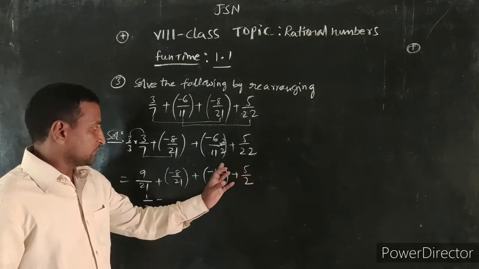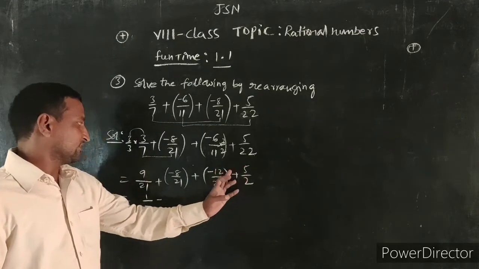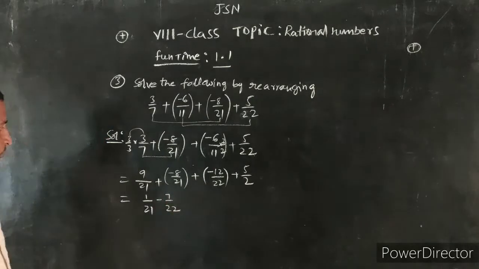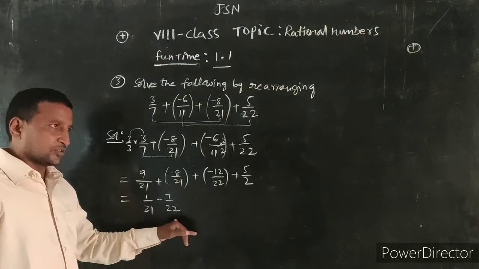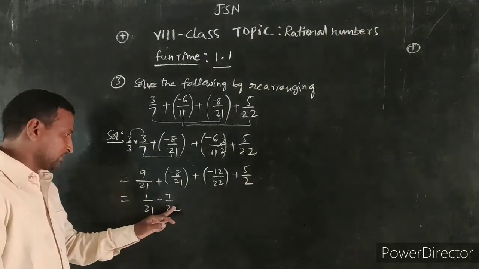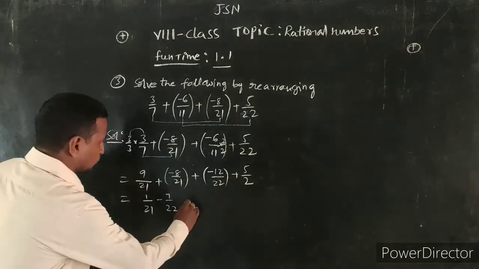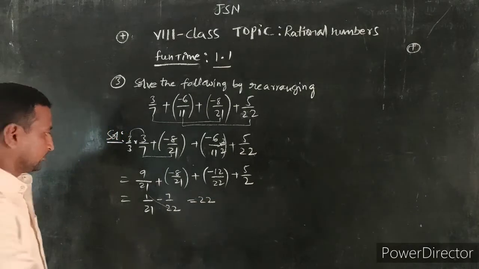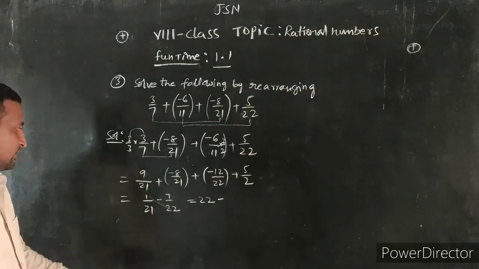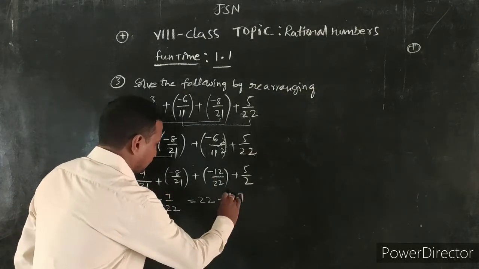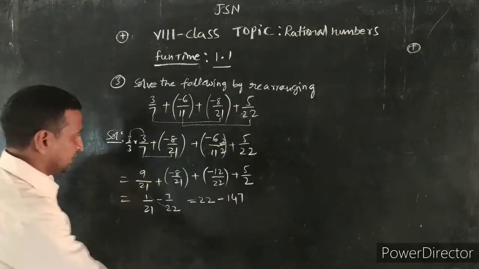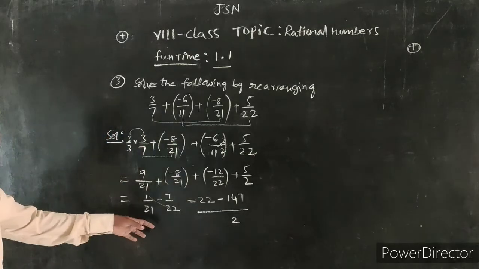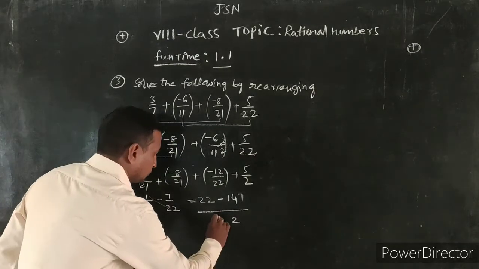Minus, add the numerators: minus 12 plus 7 means minus 7 by 22. Now 21 and 22 are co-primes. The product of these two numbers is the LCM. 21 into 1, 22 minus 7 into 21, 7 ones are 7, 7 twos are 14, by 22 ones are 22, 2 twos are 22, 22 twos are 44, 44 plus 2 is 46.